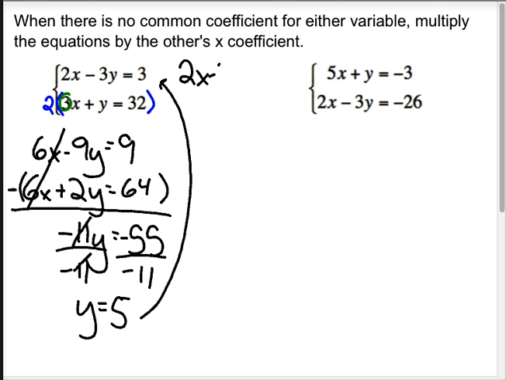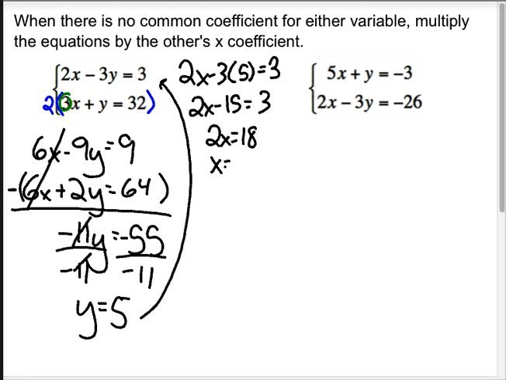So 2x minus 3 times y, which is 5, equals 3. So 2x minus 15 equals 3. Add the 15 to both sides. Divide by 2. And there you have it. So, and I'm going to write that as my solution, 9, 5. So again, not much different once you have that set up properly.